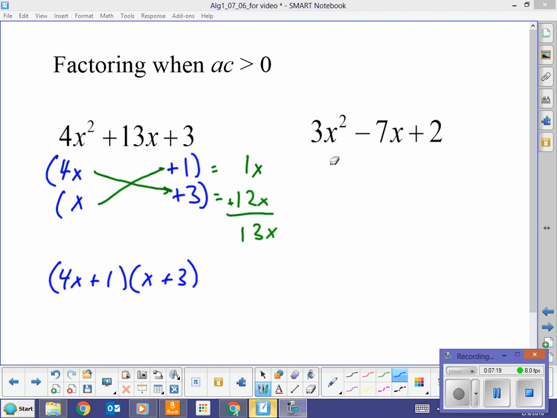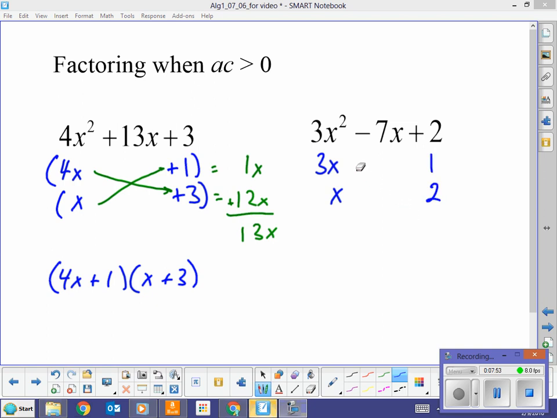Let's take a look at the second example. The second example is actually easier because 3 is prime and 2 is prime. So it's only really a matter of pairing them up in order. So 3x times x, that's all I can do there. Now over here I have 1 and 2. I can go 1 and 2 or 2 and 1. I'm trying to get -7 here. So I'm going to try and put the bigger number here.